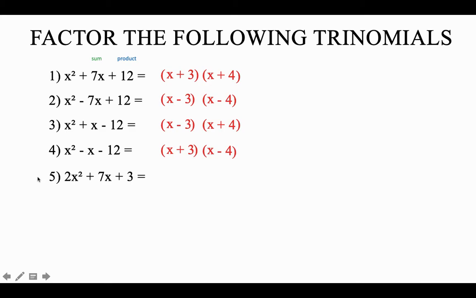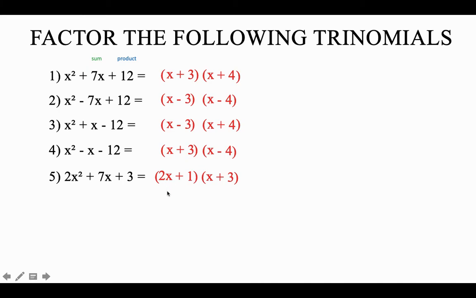Okay. So for given number 5, what if x squared has a numerical coefficient other than 1? In numbers 1 to 4, the numerical coefficients here are 1. What if it is other than 1? Still, start with the first term, factor it to 2x and x. Factors of 3 are 1 times 3. Then let us get the middle term by adding the product of the inner term and the outer term.